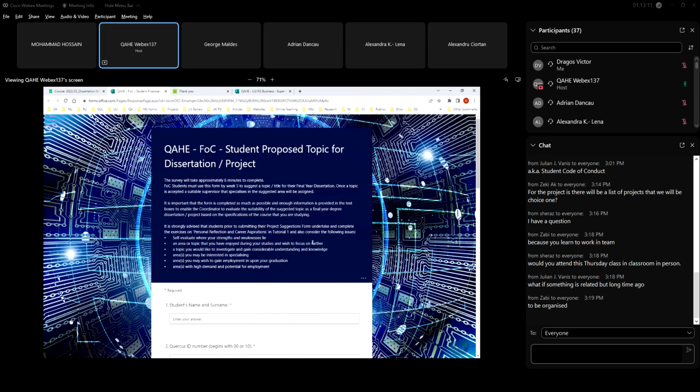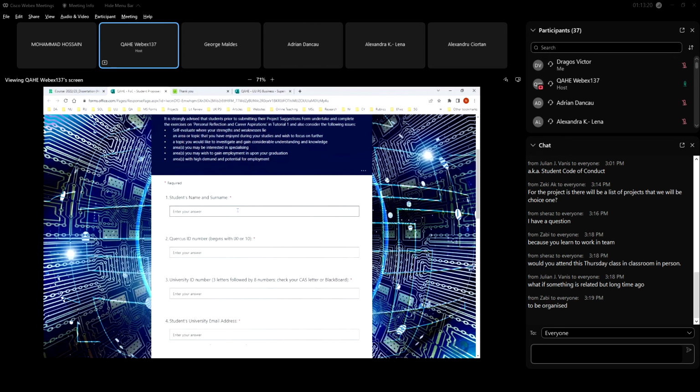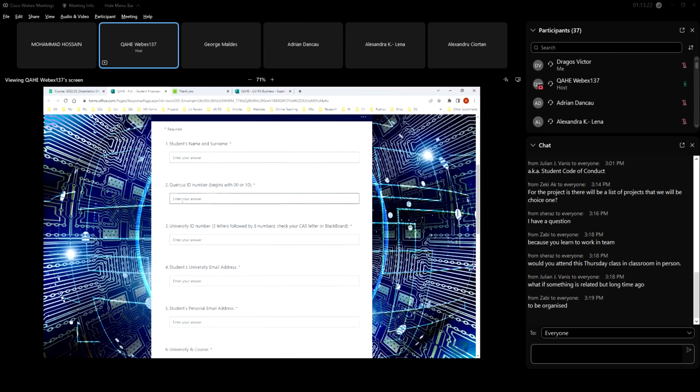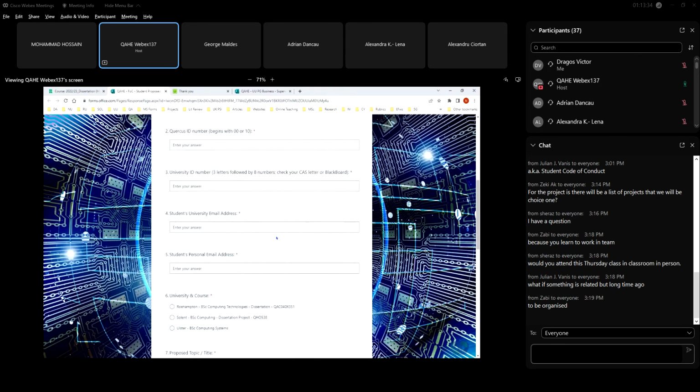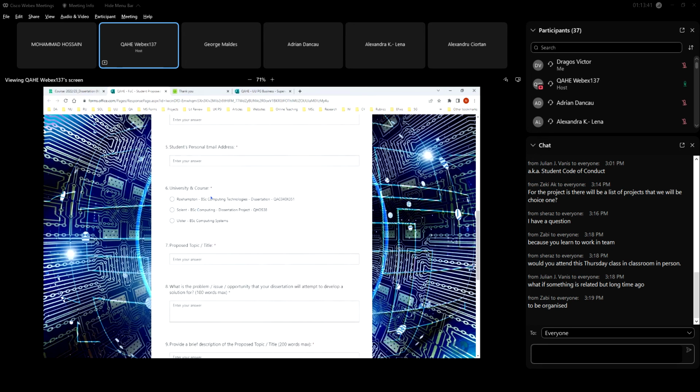Yep. This is the form that you're going to use to suggest to me what it is that you would like to focus on for your dissertation, right? So you're going to put your name and surname, your Quercus ID, which starts with 10, your university ID, which is really the first 3 letters of your surname plus a few more numbers, right? Your email address, both the university and the personal one. Then what course are you studying for?